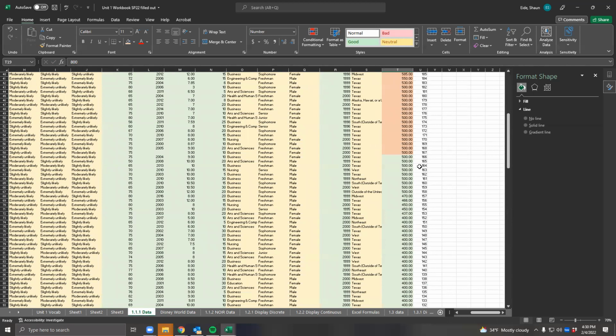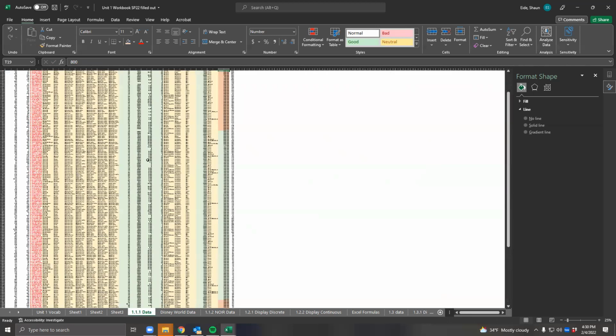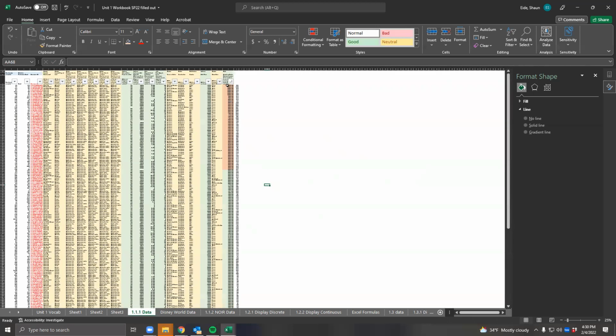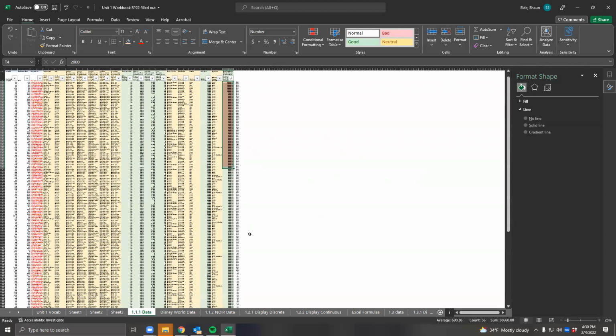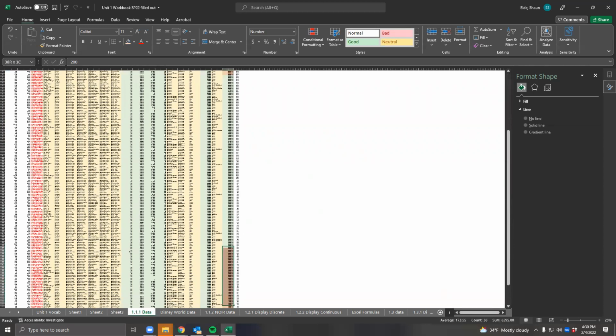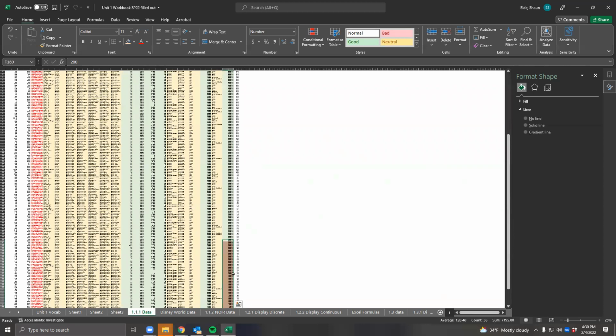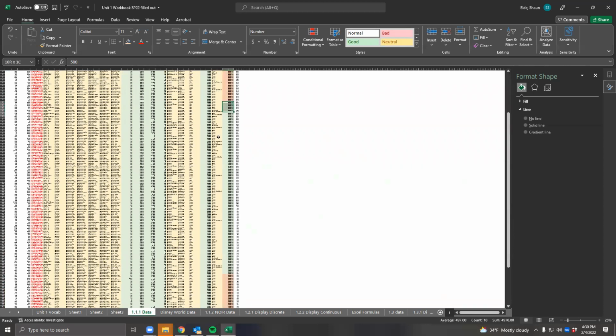So now what we have is 25% of the data right here, 25% of the data right here, and 50% of the data, otherwise known as the interquartile range between Q1 and Q3, right there. So let's find the median really quick.